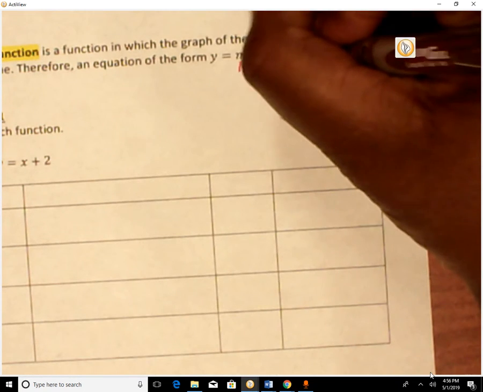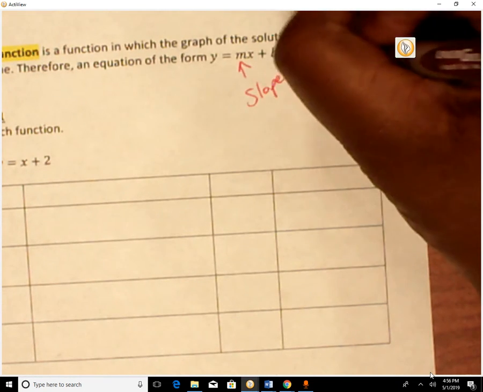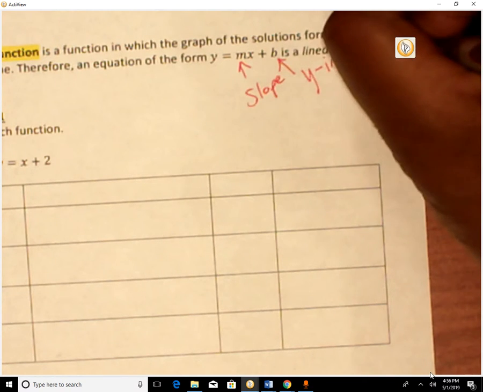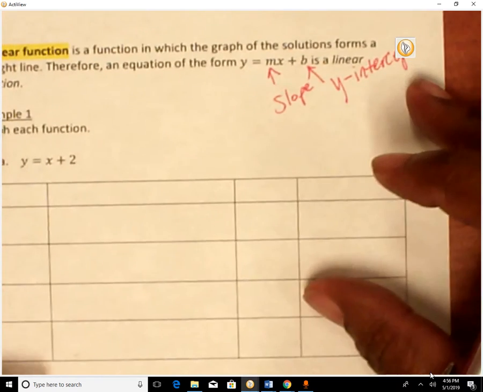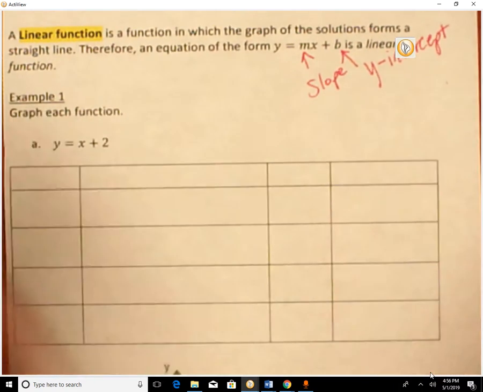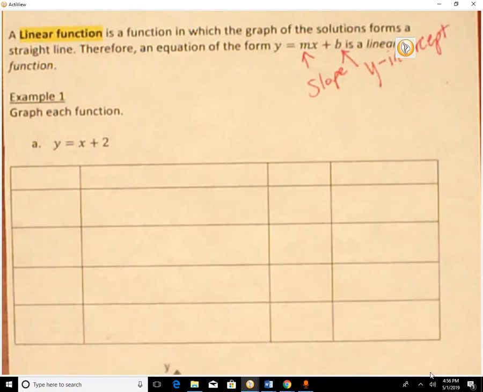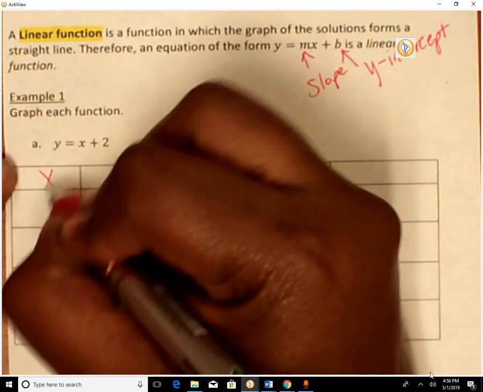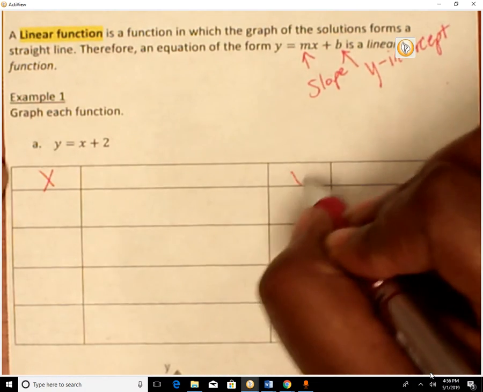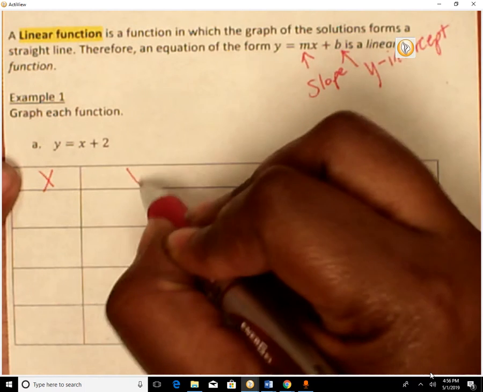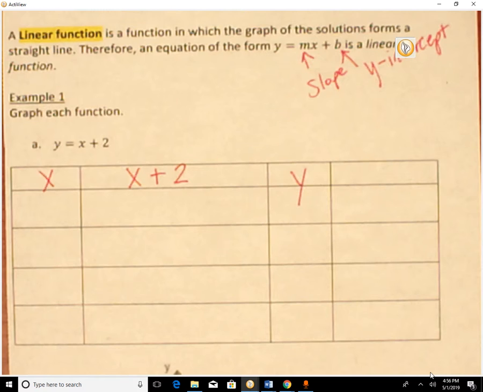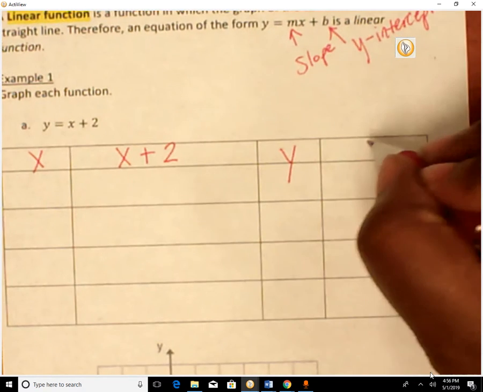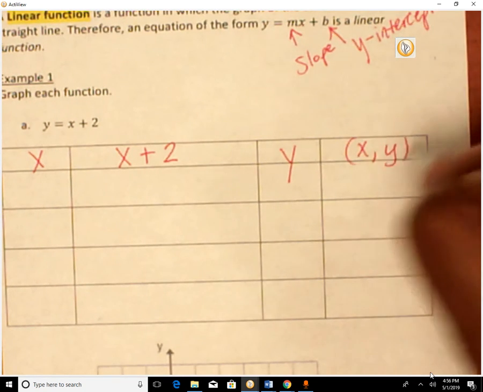We need to remember slope and y-intercept. Now we could use the slope and the y-intercept to graph a line, which we've done before, but we're going to use our first method, which is to make a table. We're going to make a function table where you need an input, which is your x, and an output, which is your y. And your function or your equation goes right there in the middle. And then we have our ordered pair, our x and our y.